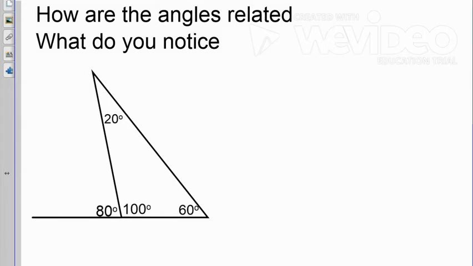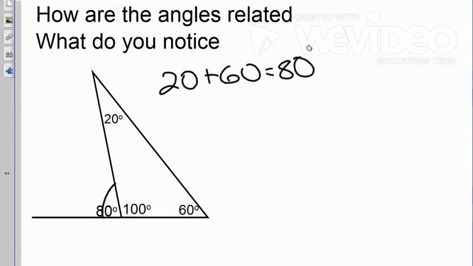If you did notice, the sum of these two is actually equal to what... or not the sum, I guess, these aren't congruent. I don't want to confuse you guys here, but the sum of 20 plus 60 equals 80, and that is equivalent to this angle right here, okay? Now, is that a coincidence?